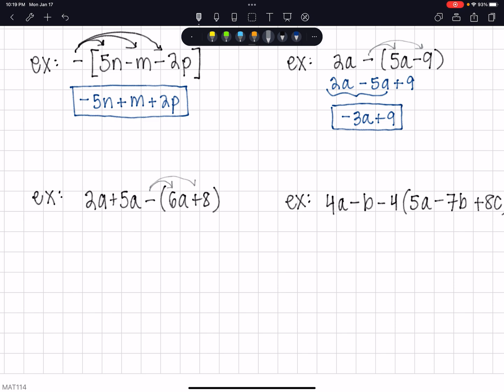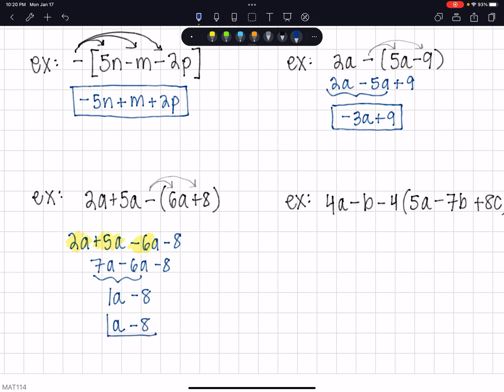Okay, welcome back. I'm going to distribute my negative first. So I have 2a plus 5a. And then I distribute my negative to become negative 6a minus 8. And 3 of these 4 terms are like terms. So 2a plus 5a is 7a. 7a minus 6a is 1a. And 1a can be written just as a minus 8.